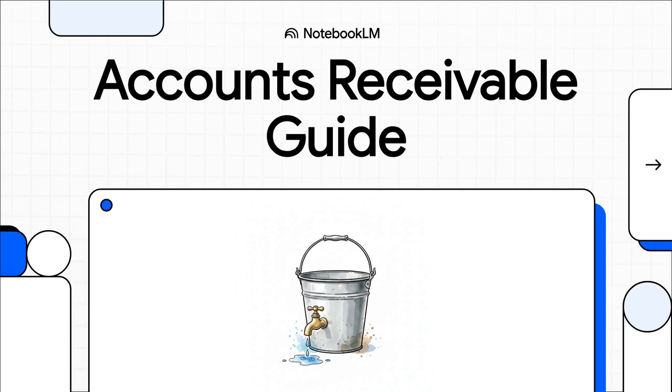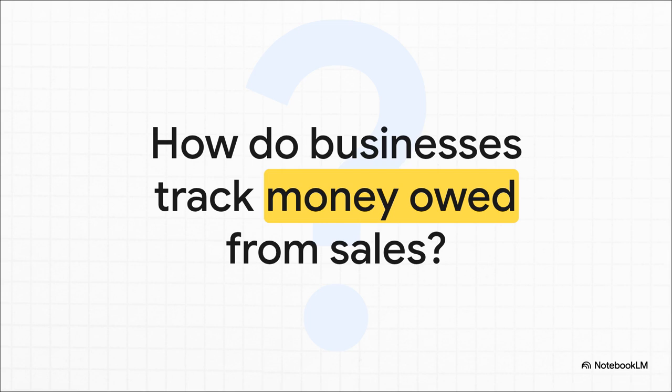Let's get into it. So think about it for a sec. Every single time a company sells something on credit, it's basically creating an IOU. Now imagine a huge company. How do they manage thousands, maybe even millions of these IOUs without completely losing track of everything? That is the puzzle we're solving today.